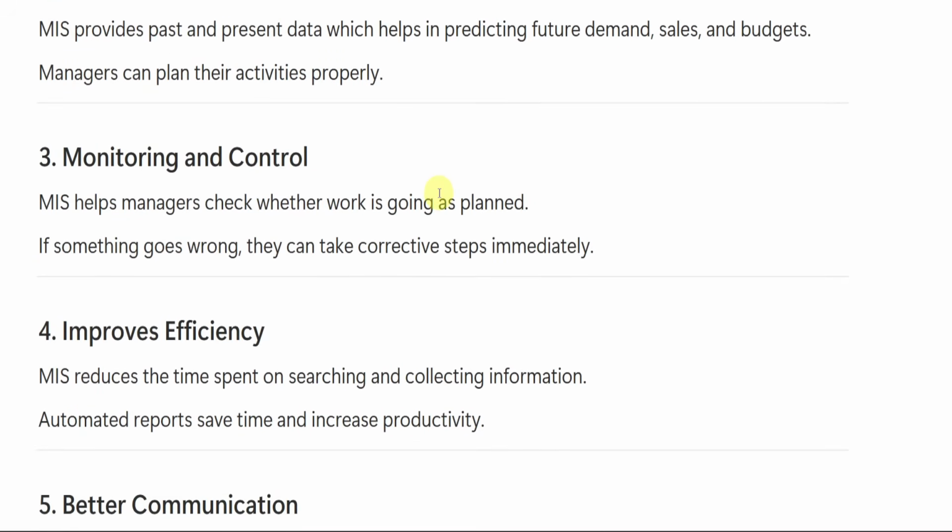Monitoring and control: managers check if work is going according to plan or not. If there is a problem, they will correct it immediately. Like if a manager compares planned expenses and actual expenses, they expected this much expense, but what were the actual expenses? If they are more, what do they do? They take action. If they are less, what do they do? They take action, asking why it was more or why it was less.